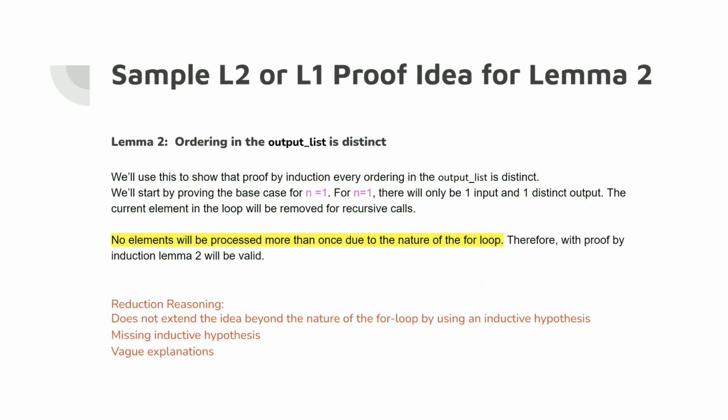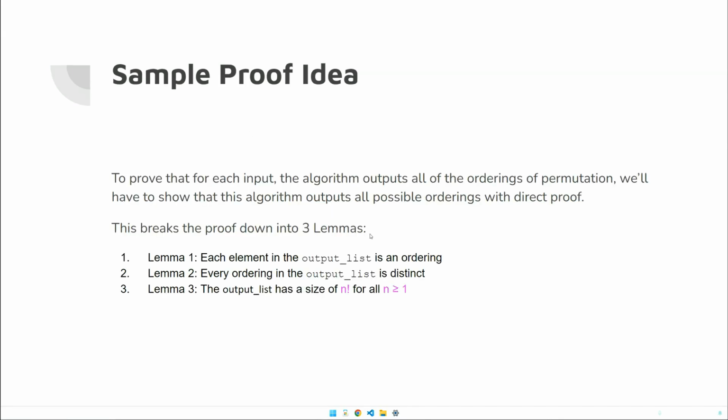This is the L2 or L1 version of the proof idea for lemma 2, most likely an L1. The inductive step of this version misses the majority of the ideas and provides a vague argument. For example, you can't directly tell the relationship between the highlighted part and the algorithm. However, some points are rewarded due to stating correct ideas, like utilizing the nature of the for loop. That's it for lemma 2.